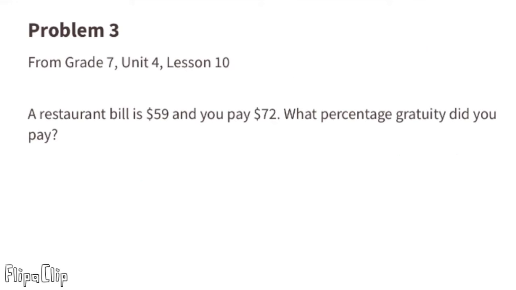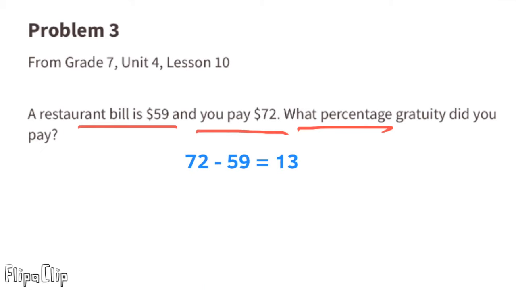Problem number 3 from 7th grade, Unit 4, Lesson 10. A restaurant bill is $59 and you pay $72. What percentage gratuity did you pay? A gratuity is a tip.